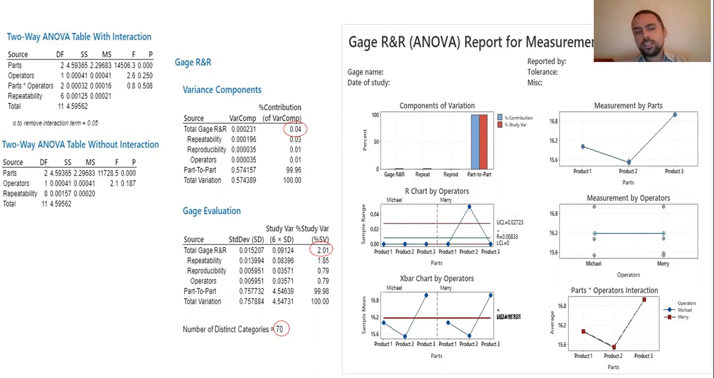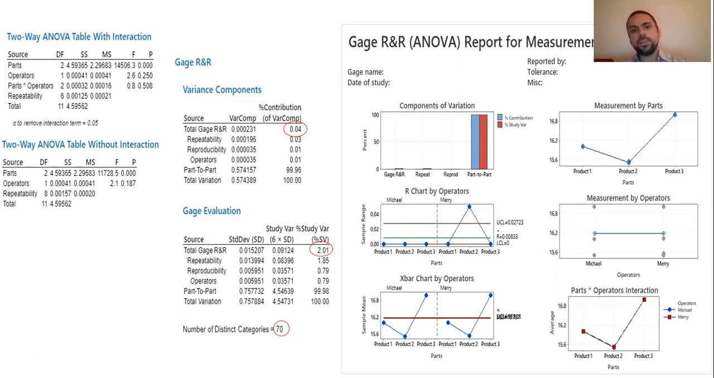So as you pay attention, we have two ANOVA tables. But why do we have two ANOVA tables? Because, as you can see, the p-value of the interaction between parts and operator is more than 0.05, so this interaction is not significant. The ANOVA table automatically removes this row and does it again. So in the second one, you can see that there is no row for the operator and part interaction.